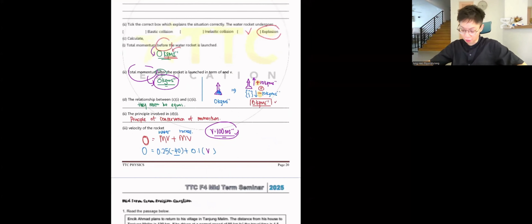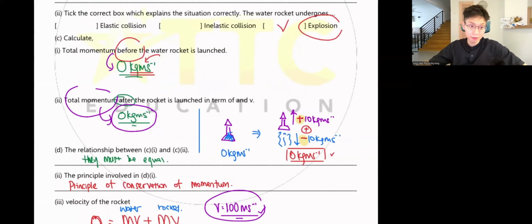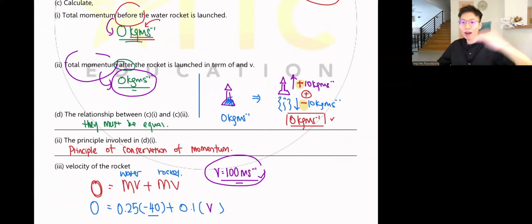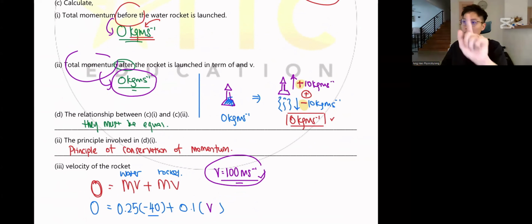Now, this kind of question is quite tricky, whereby they ask you about before and initial being the same. This kind of calculation is tricky. Theory, I'm not too worried. The calculation is tricky.